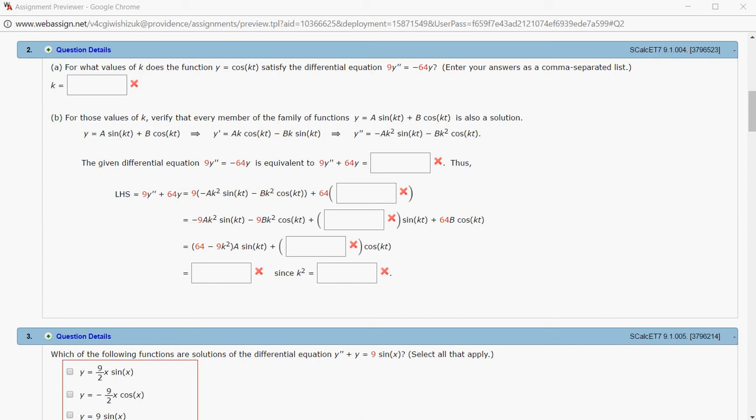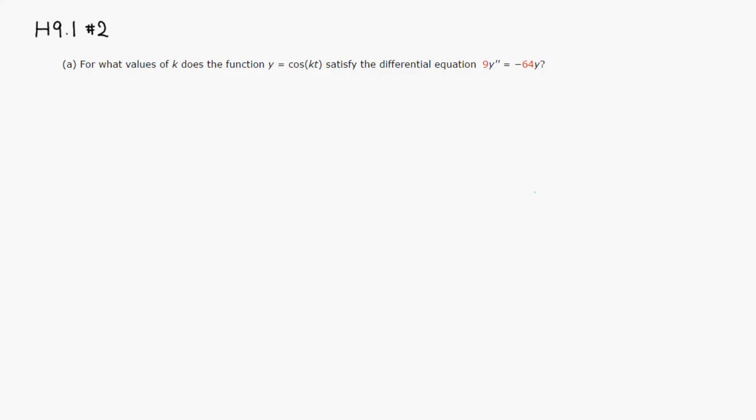Alright, let's look at homework 9.1, problem number 2. Let's look at part A. We want to find the k value such that y equals cosine of kt satisfies the given differential equation.